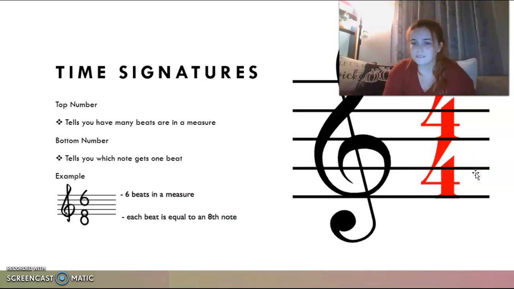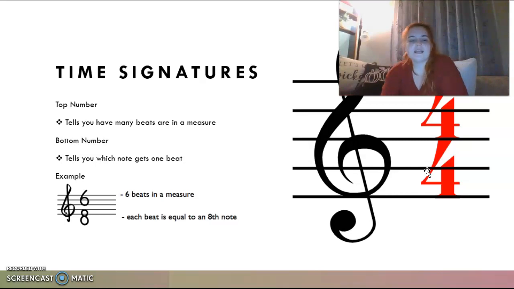So for 4/4 time, as this example is right below where my screen is showing, it tells you that it gets 4 beats in a measure, meaning that you can't exceed 4 beats. So then the bottom number would mean that the quarter note is the one that gets 1 beat.